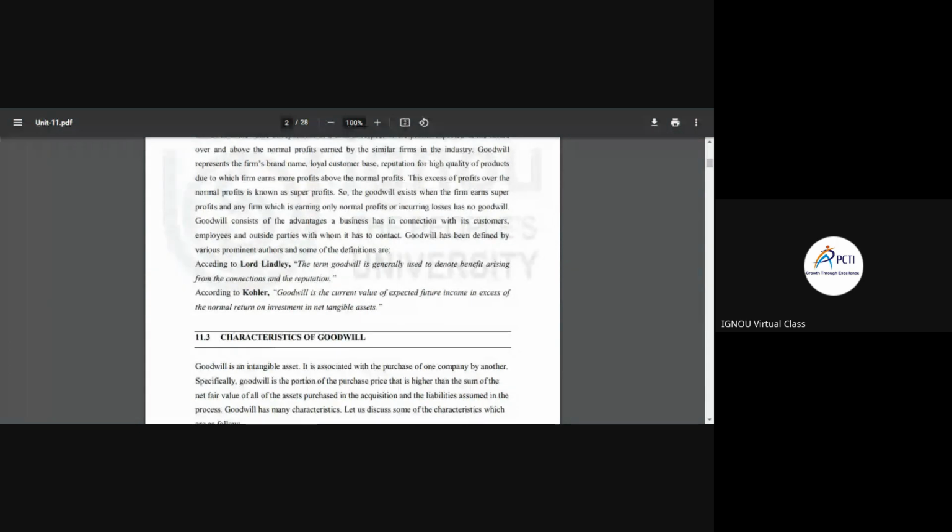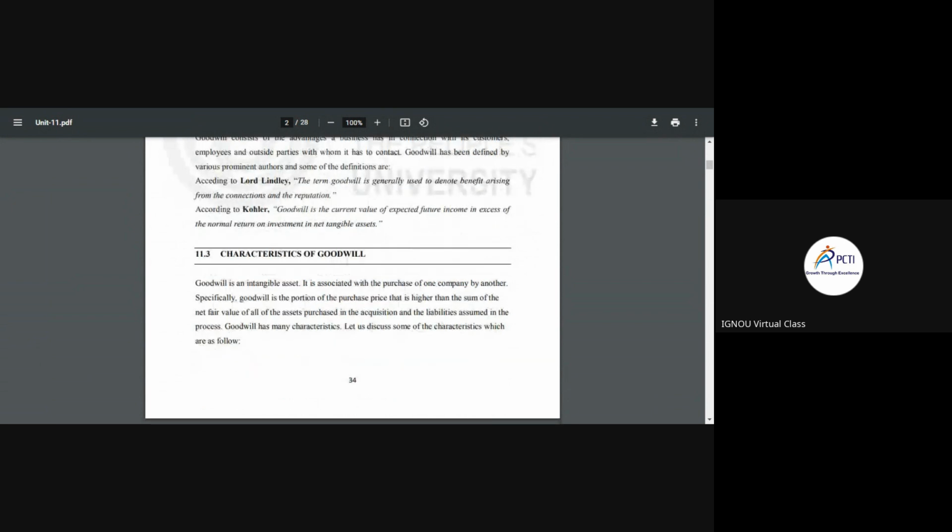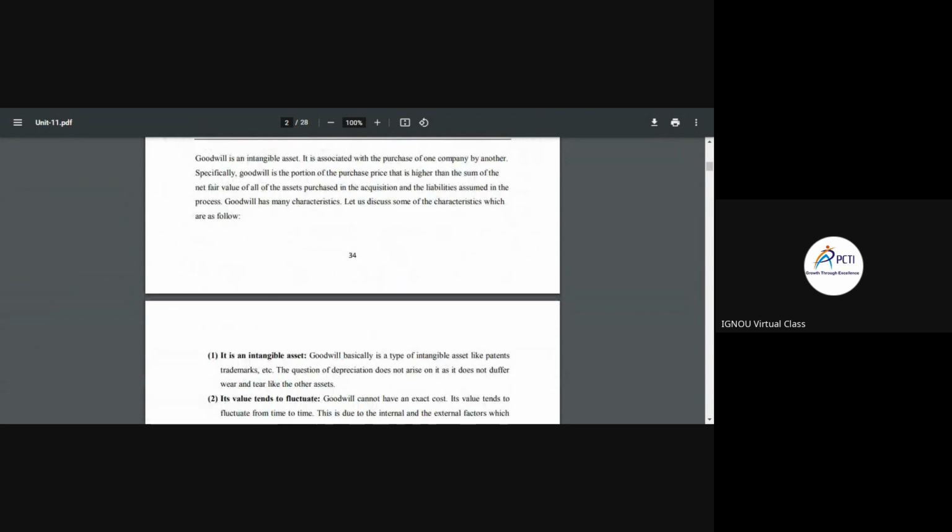Tangible assets are those assets which we can touch and feel, but an intangible asset is one which we cannot see or touch. Goodwill is known as an intangible asset and not a tangible asset. Here we have some characteristics of goodwill. Goodwill is an intangible asset.